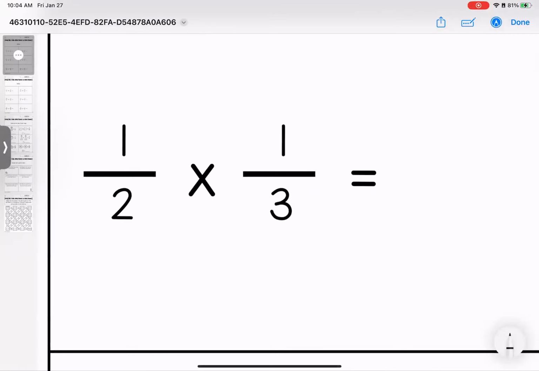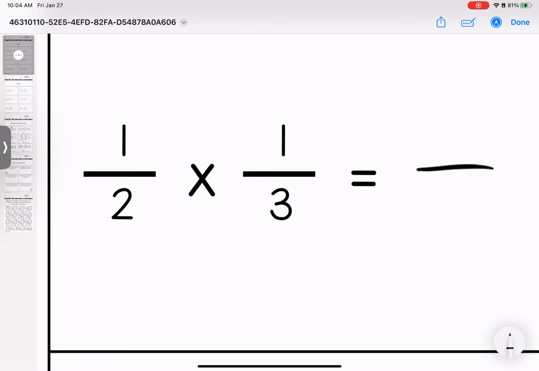A couple of reminders when we multiply fractions. The cool thing is we do not need to make common denominators. We just need to make sure that they do in fact have a denominator. So this week when we're multiplying fractions and fractions, for the most part, that part is already done for you.